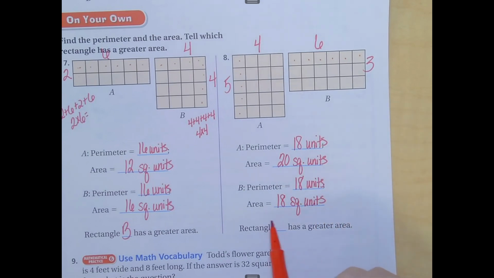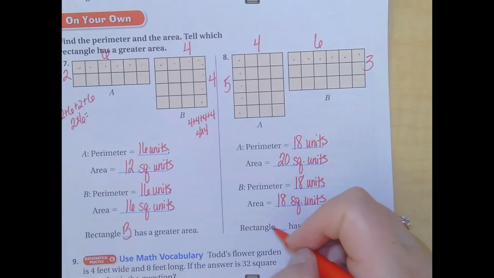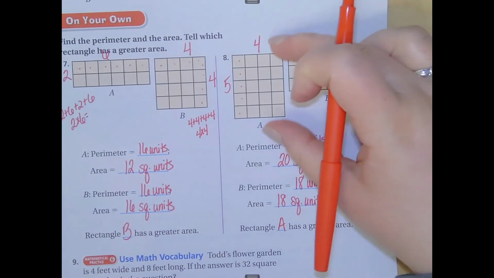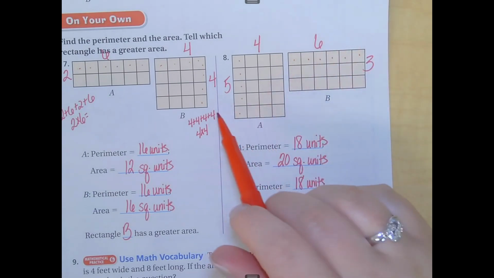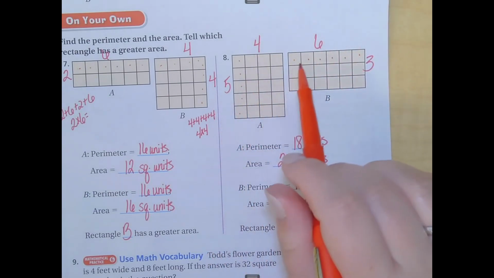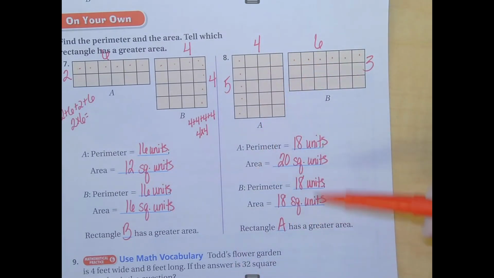So rectangle A has a greater area. Now, if you notice, rectangle A is not as long and it is closer to a square. See, it's only 5 on its long side, whereas this is 6. So A is closer to a square, and surprise, surprise, it has a larger area.